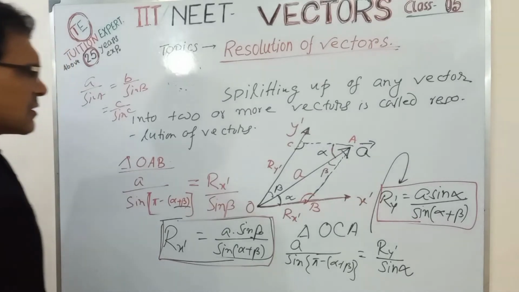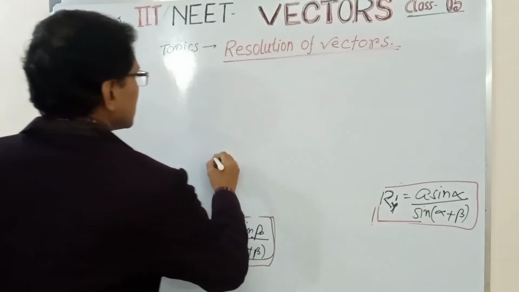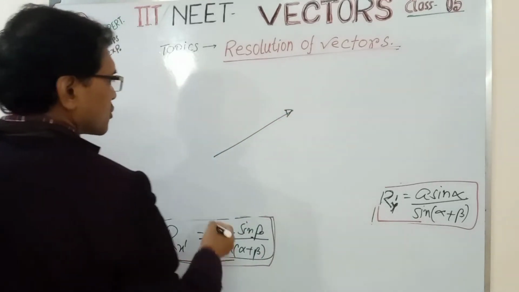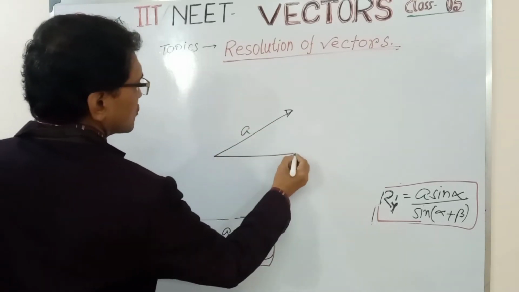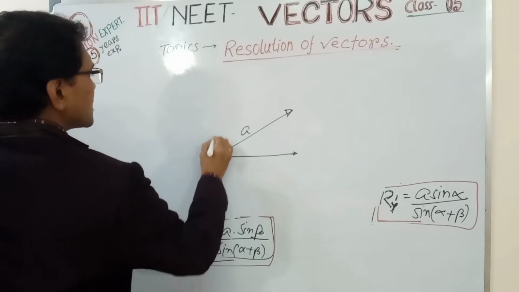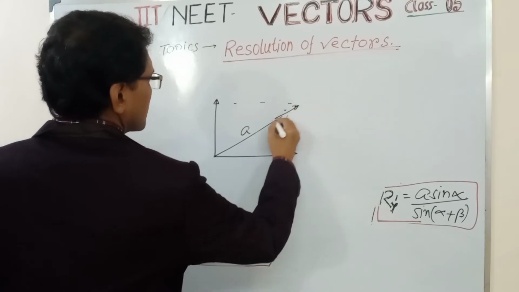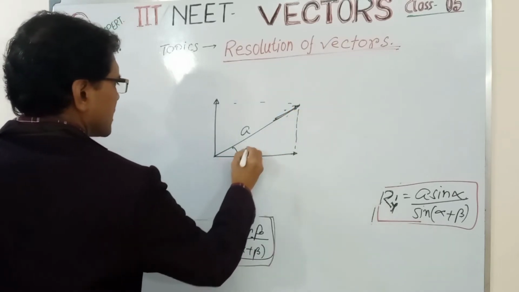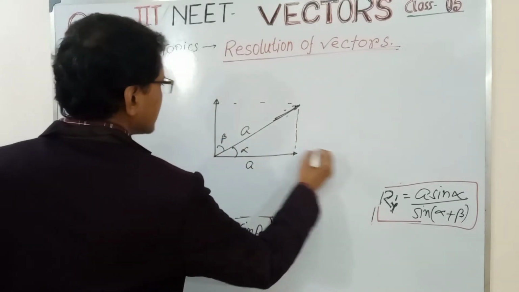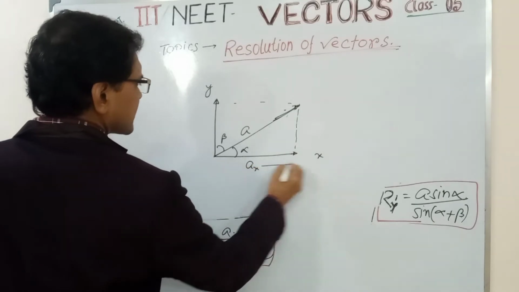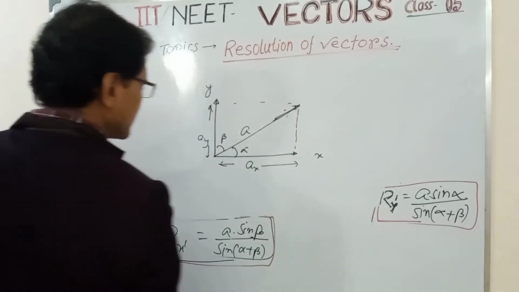Now if the components are orthogonal, then this is called orthogonal component. Suppose this is vector A, and two components are perpendicular to each other, that is orthogonal. This is alpha, this is beta. Now let this be the x axis and this be the y axis, so this is Ax and this is Ay. So what is the result?